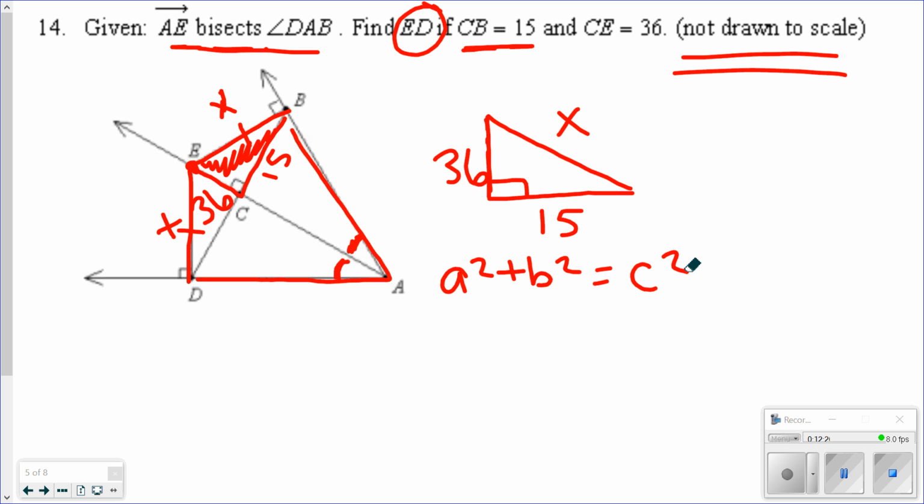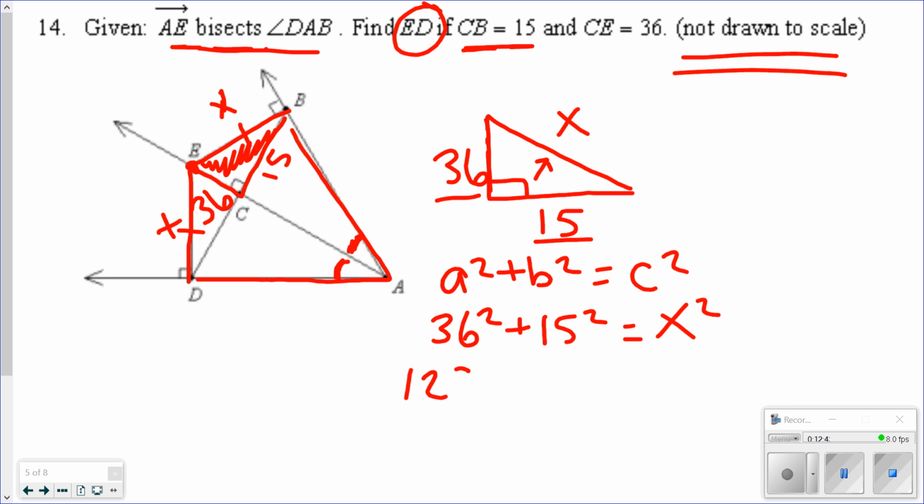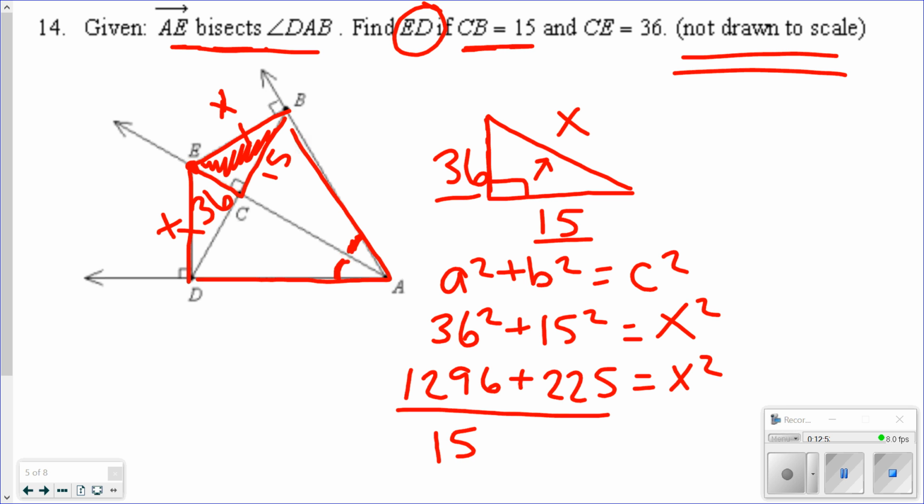So a, I'll call 36. So 36 squared plus b, which is 15 squared, is equal to our hypotenuse squared, which in this case is x squared. Well, 36 squared is 1,296 plus 15 squared, which is 225, is equal to x squared. Combine these together, I get 1,521 is equal to x squared, but I don't care about x squared, I care about x.